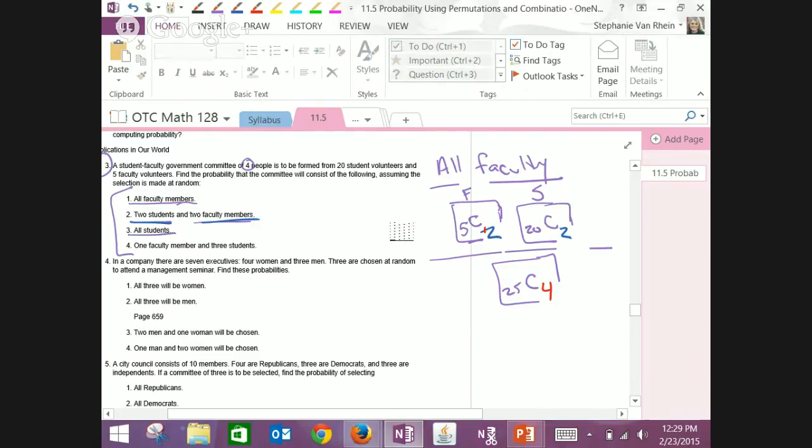So C: I want all students. So if I change faculty to 0, I want 4 students.